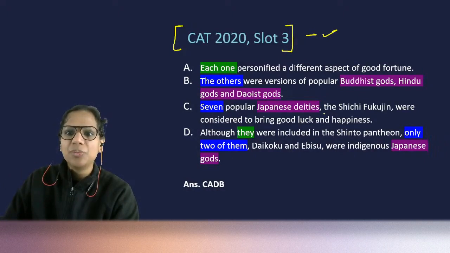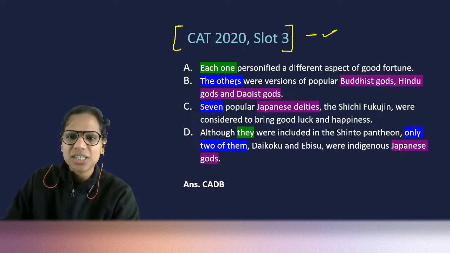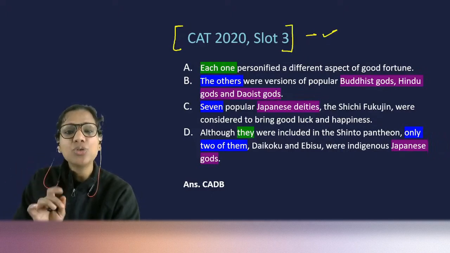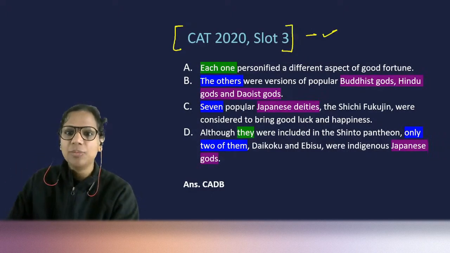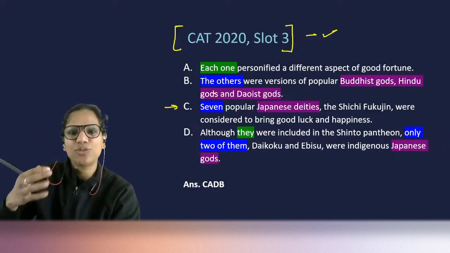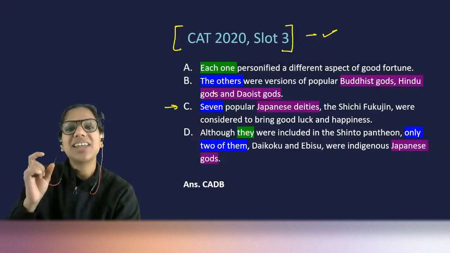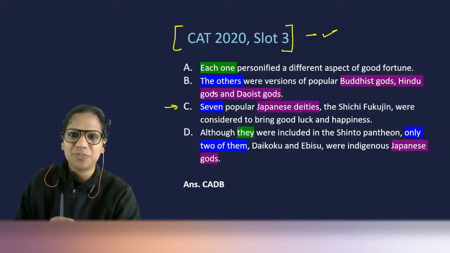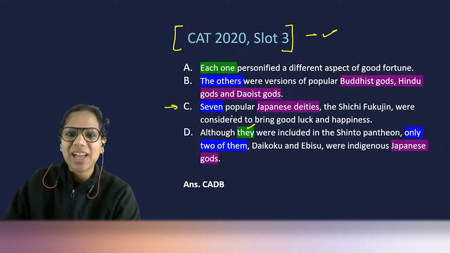Then if you see "seven", "only two of them", "the others", these are grammar-based clues as well as structure-based clues. Because if we first say seven, then we talk about only two of them and then the others, there's a flow to this, isn't it? First you say seven, then only two of them, then the others. So these are grammar plus structure-based clues.